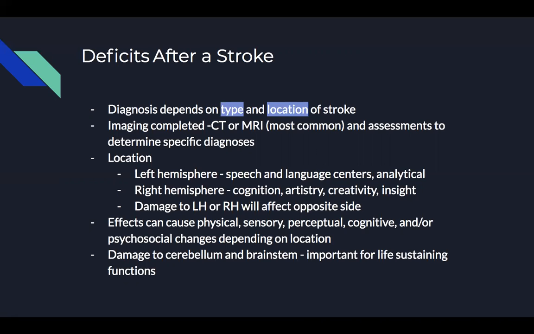And then it's important to note that changes to the cerebellum and brainstem are really important for life-sustaining functions. The cerebellum is going to be for your posture, your movement and coordination, your ability to walk. And the brainstem is really important for sleep, heart rate, temperature regulation, respiration, and also swallowing.